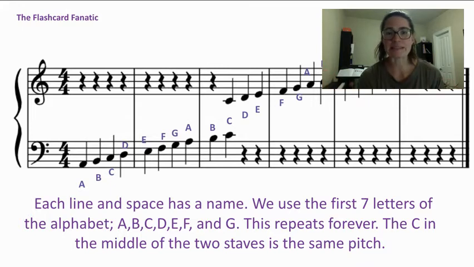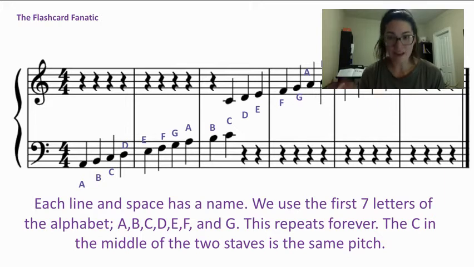So A, B, C, D, E, F, G, G, F, E, D, C, B, A. Let's try going forward together. Ready? A, B, C, D, E, F, G. Great. Easy peasy. Let's go fast. 1, 2, ready, go. A, B, C, D, E, F, G.